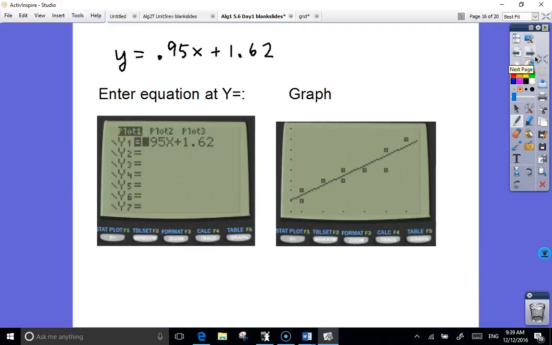Okay. Now go to the y equals button on your calculator and put that equation on line 1. 0.95x plus 1.62. Okay. And now go back to the graph, and you see that your line now is going right through those points. It looks like there's 5 on one side of the line and 4 on the other.